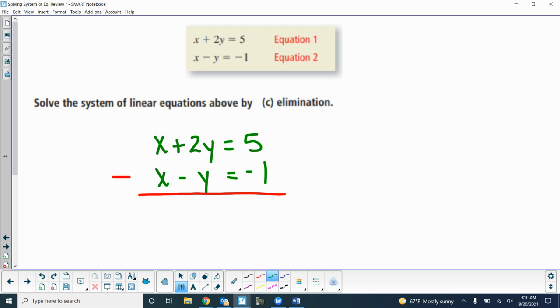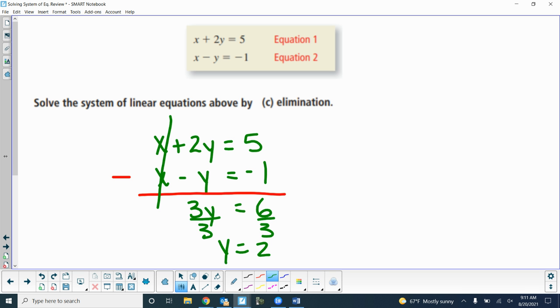So we're subtracting. Well, again, what's 1x minus 1x? 0, nothing. They are eliminated. And then what's 2y minus negative 1y? 3y, yeah. And what's 5 minus negative 1? 6. So now you have an equation with one variable that you can solve. Divide both sides by 3. You get y equals 2.